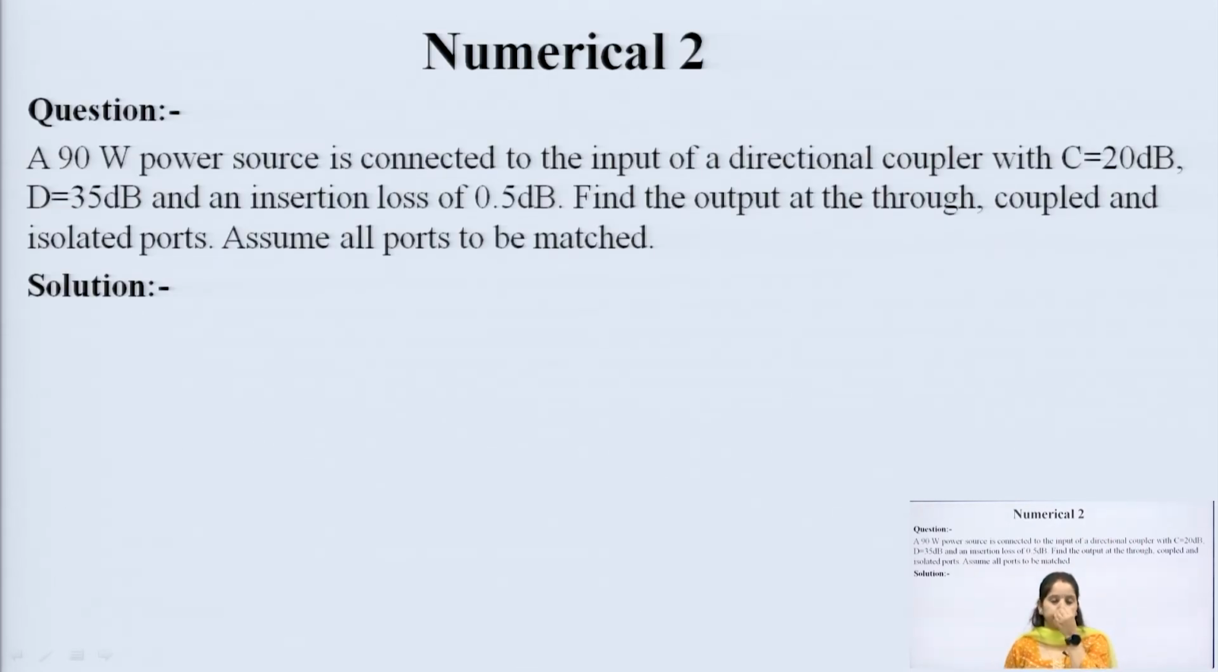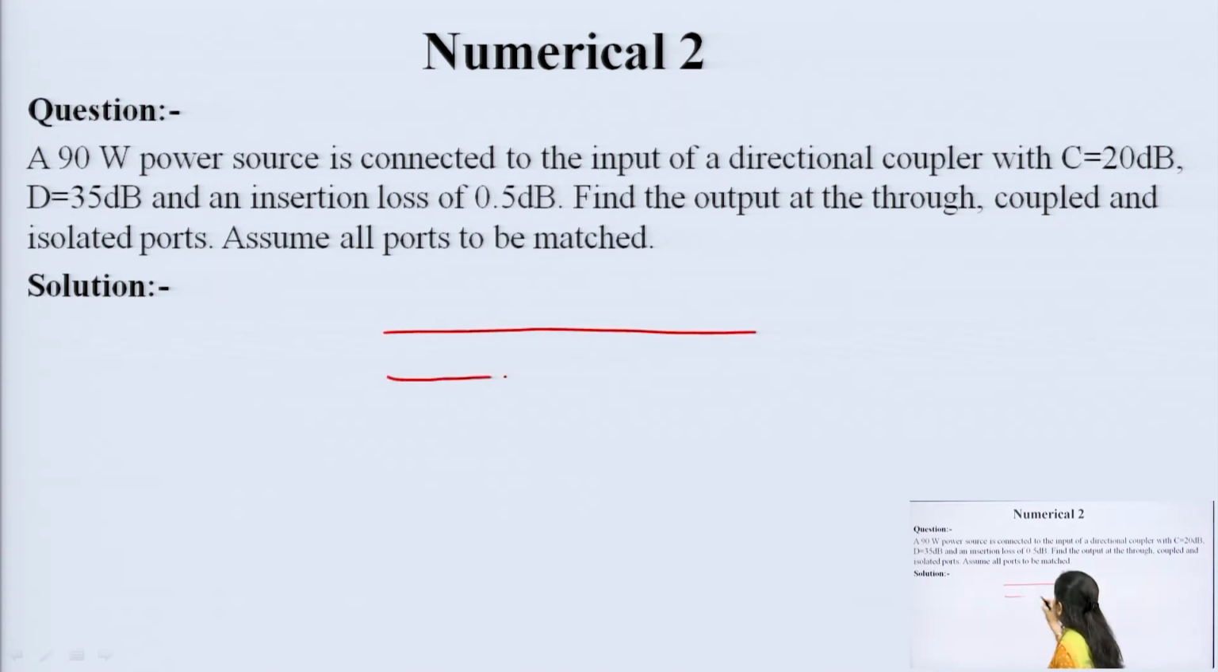Now comes numerical 2, and it is based on the directional coupler. What is asked in this? A 90 watt power source is connected to the input of a directional coupler. So, what is the power? We have a waveguide like this.